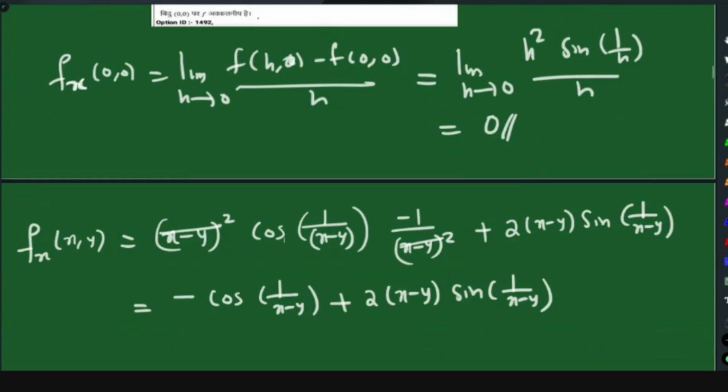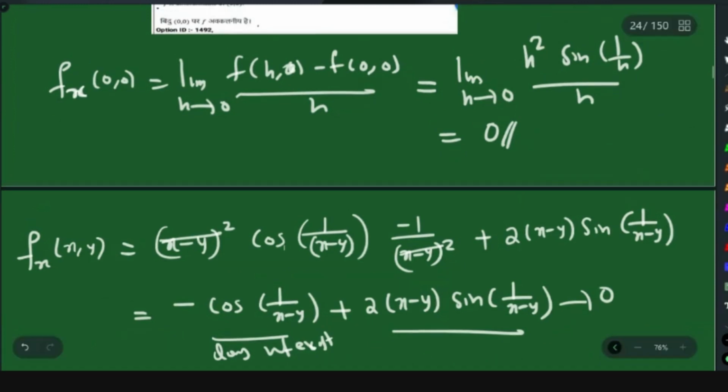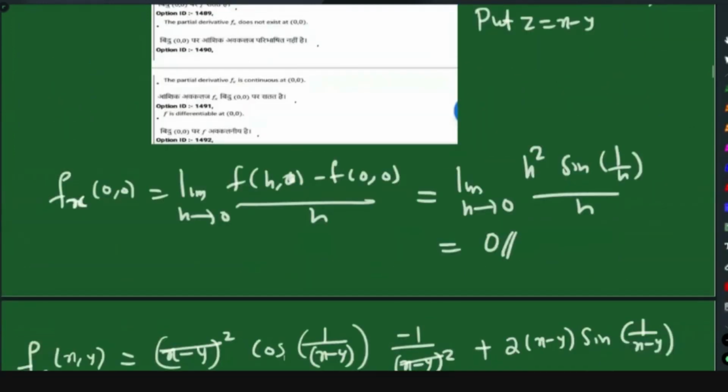Now tell me whether the limit exists or not. As (x, y) tends to (0, 0), whether the limit exists or not. What happened to the second term? It goes to 0. What about the first term? It does not exist. So the limit does not exist. So what can you conclude? The second option.